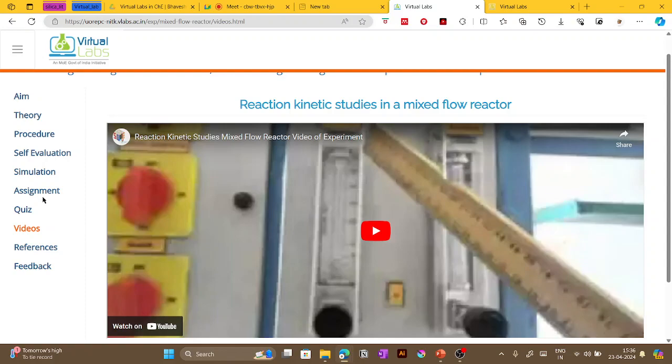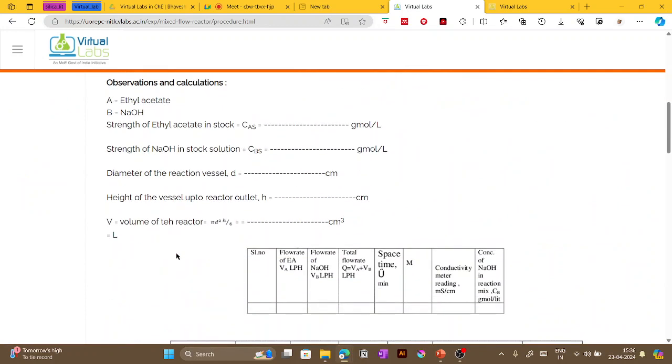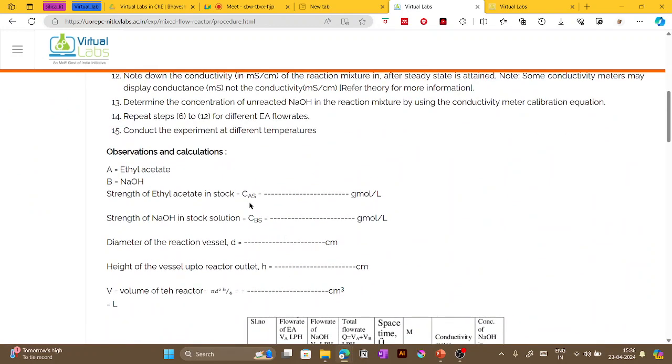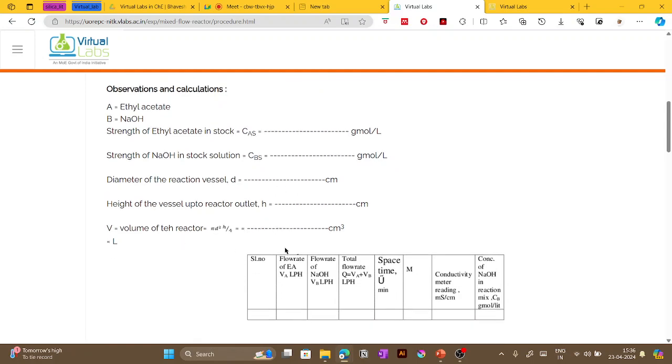Now how will we perform it in a virtual lab? Before starting the experiment, let me show you some of the calculation part. Initially we will decide what the concentration of ethyl acetate is and what the concentration of NaOH is. These are the reactor's parameters. So the diameter and height of the reactor will help us to calculate its volume.